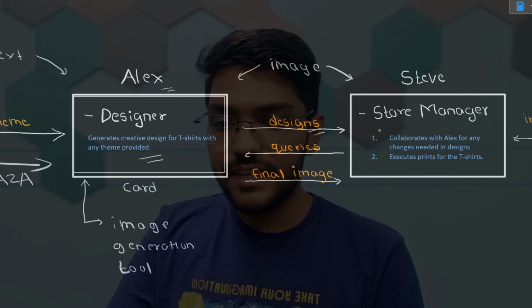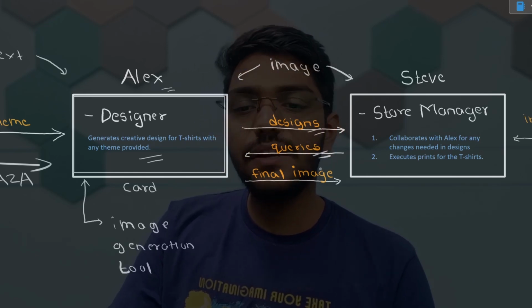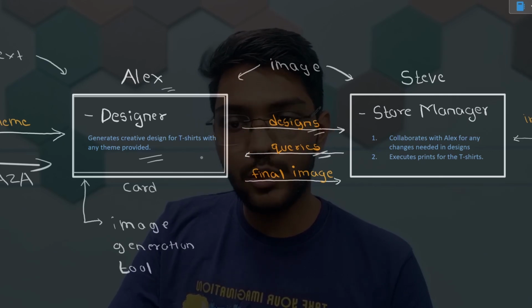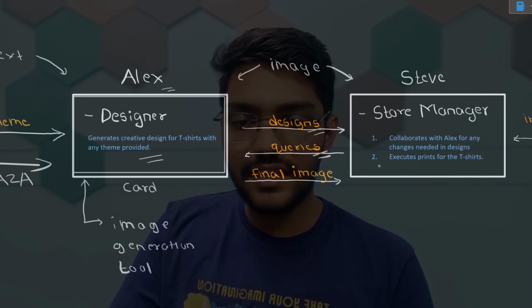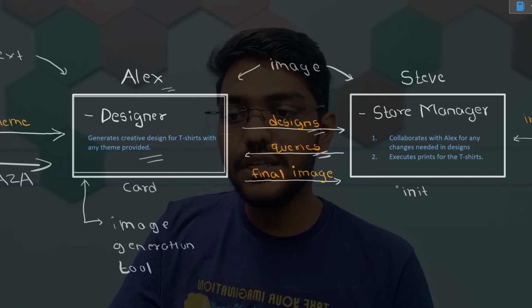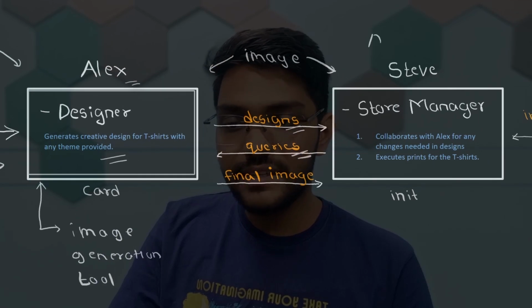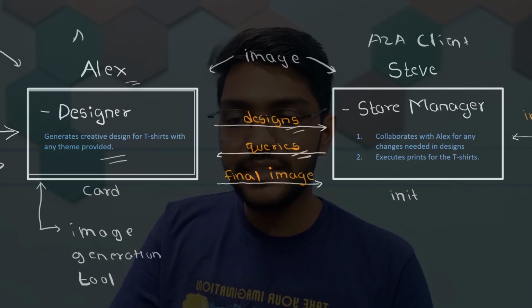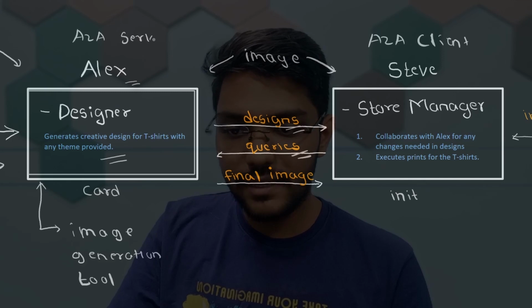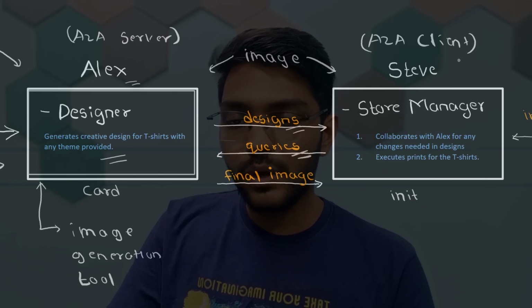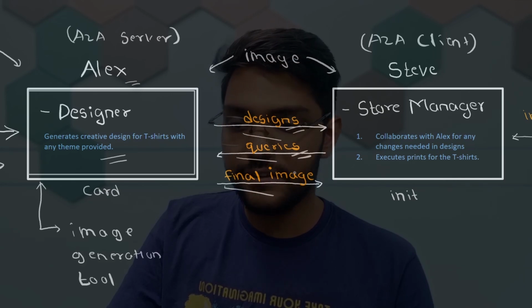Now that agent Steve has received the image, if there is any other requirement such as size change or some other tweak, agent Steve will ask agent Alex to make those changes. So here agent Steve is initializing the request and agent Alex is processing the request and handling the task. So that means agent Steve is the A2A client and agent Alex is the A2A server. So basically the one who initiates the request is the client and the one who does the task is the server. These agents will collaborate and then finalize a design which will be received by agent Steve.